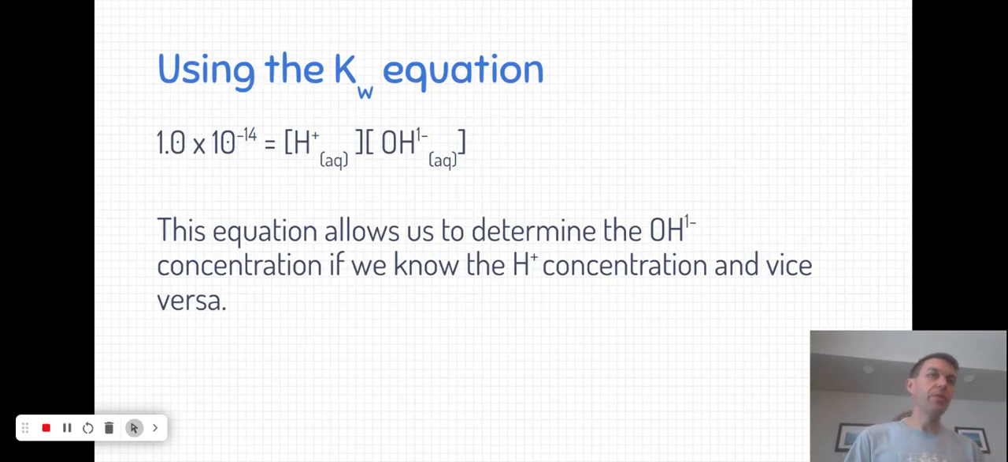Here's the KW expression once again with the specific numeric value substituted in for the KW. This equation is particularly useful because it will allow us to convert between hydrogen ion concentrations and hydroxide ion concentrations because that KW value on the left-hand side is always known.